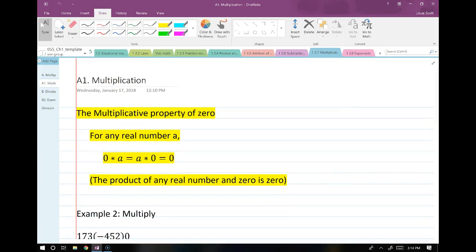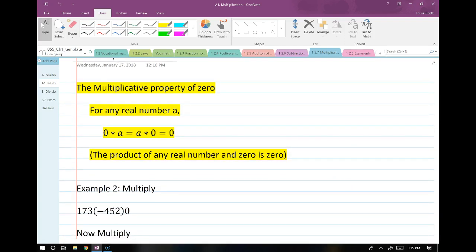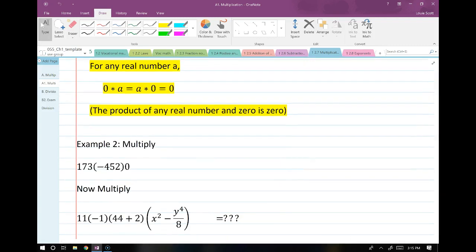Okay, let's talk about also the multiplicative property of 0. 0 is an interesting one. 0 is the number that you multiply anything by and it ends up back at 0. So 0 kind of pulls everything in, right? Anything multiplied by 0, you just get 0. It's the great equalizer. So in this first example, I've got 173 times negative 452 times 0. So the result is 0. Right? It doesn't matter what the other things are. If I have a 0 in there, the whole thing is 0.